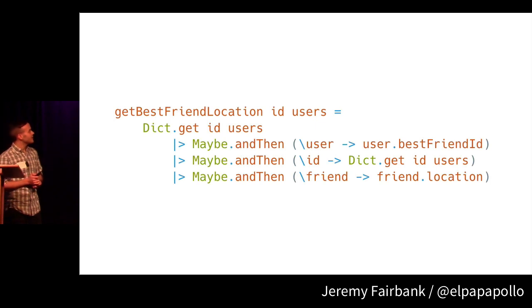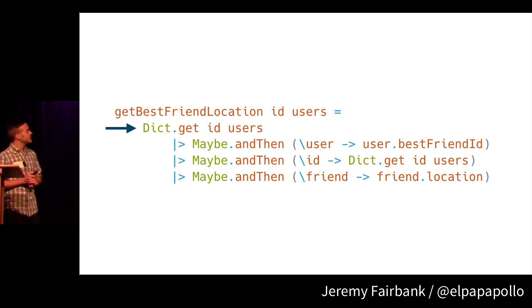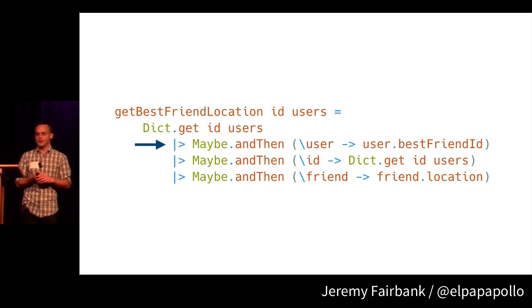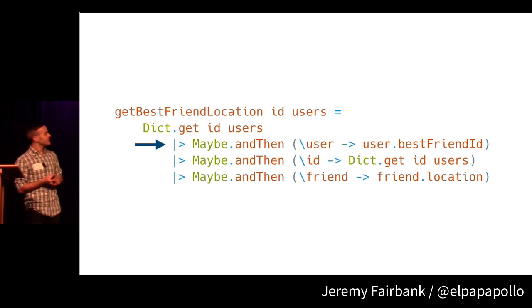So we still have a getBestFriendLocation function. It takes ID and users. We'll still call dict.get with the ID users. We know that returns maybe of a user. But then I'm going to use that pipe operator we learned earlier, and I'm going to pipe it into something called maybe and then. So that's something new and probably a little confusing.